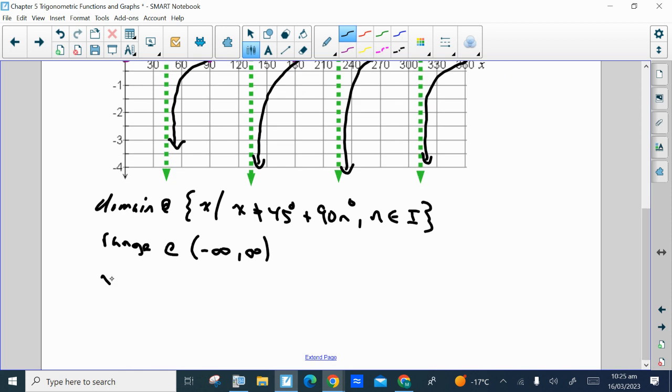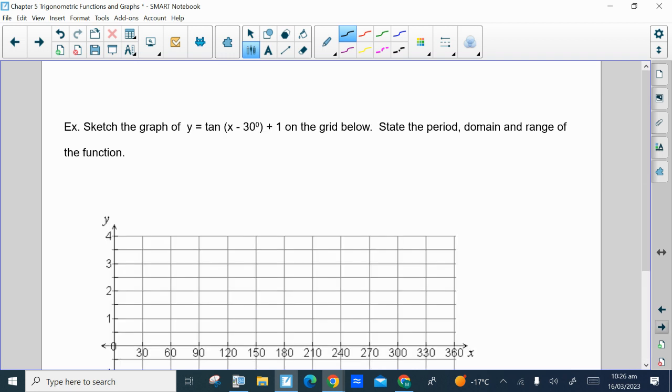But our x-intercepts have also changed. Our first one is at 0 degrees, but now they are every 90 degrees, because again, that's the period. Okay, so there's that graph. So for this next one, we want to sketch the graph of y equals tan of (x minus 30 degrees) plus 1 on the grid below.